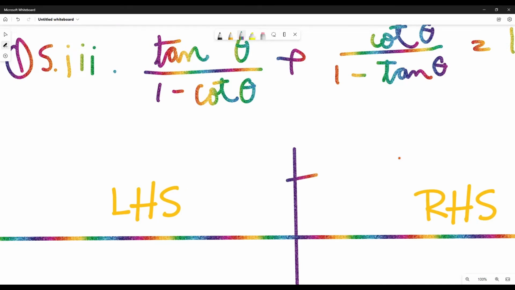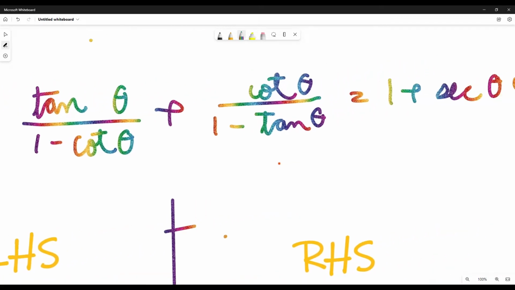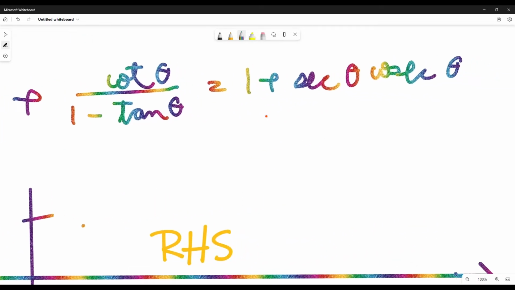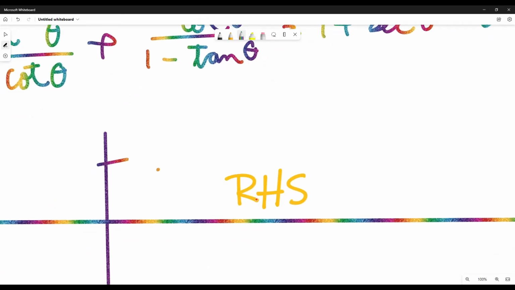Hello everyone, today we are going to look at question number 5, third part, exercise 8.4, which says tan theta upon 1 minus cot theta plus cot theta upon 1 minus tan theta should be equal to 1 plus secant theta cosecant theta. So firstly we see that nothing is in the form of cos and sine. So firstly we will just convert them.